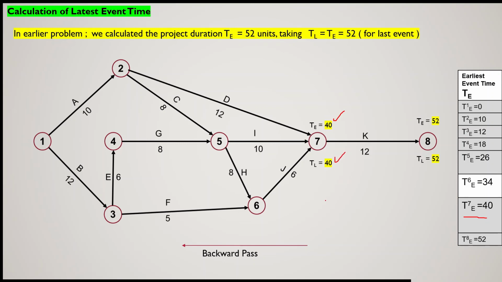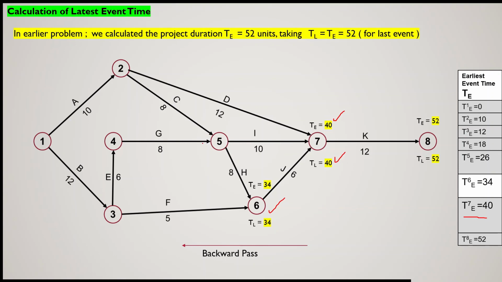Now we will go to event number 6. Event number 6, again 40 minus 6, is 34. So this is also the same as 7 and 8. It is the restricted time. That means the earliest as well as latest time for the occurrence of event number 6 is 34.